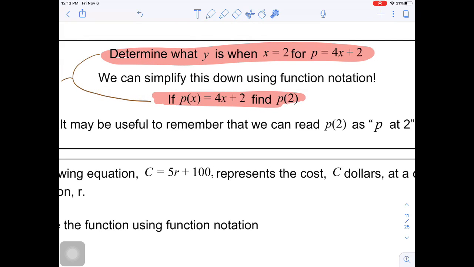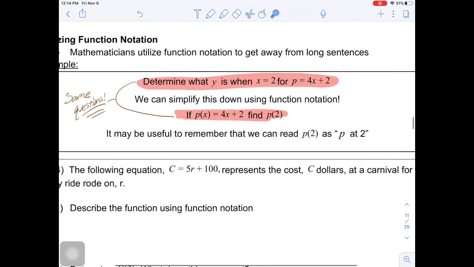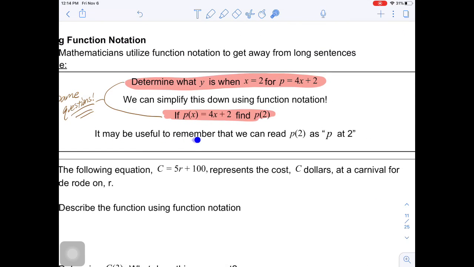This is saying if p of x equals 4x plus 2, we've replaced the x with 2, so now replace x with 2 wherever you see it. Remember, this can also be represented as p at 2. So you can read p of 2 as p at 2. So what is p when 2 is x?